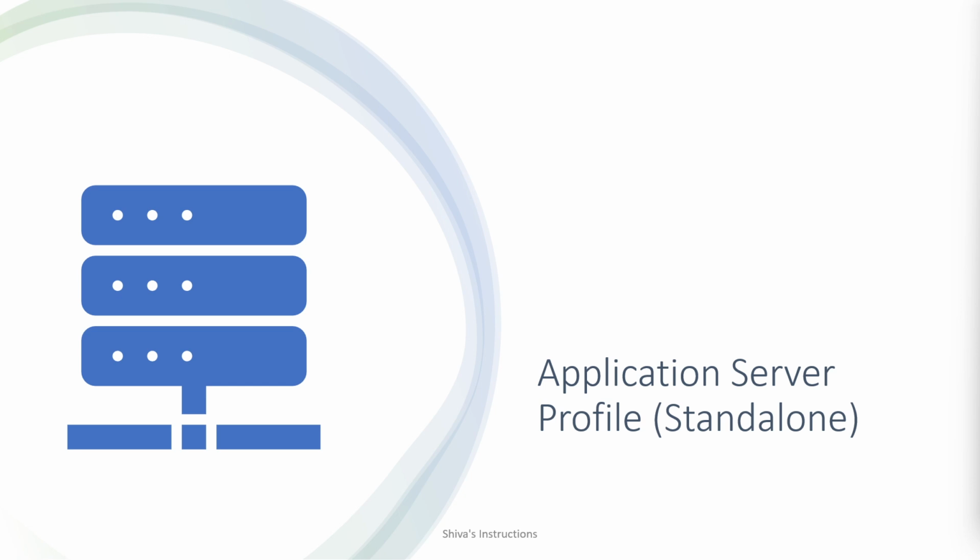So you can use the application server profile in two different methods: one as a standalone mode where you will have only one JVM, you cannot create anything more, where you can deploy all the applications there, but it won't have any high availability features. Or else you can configure it as a slave.